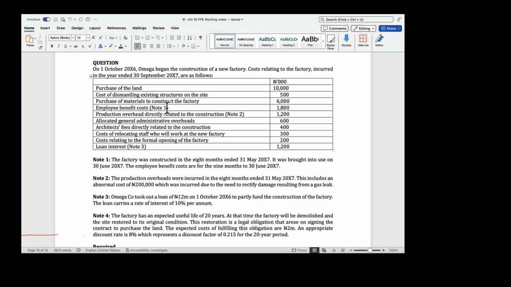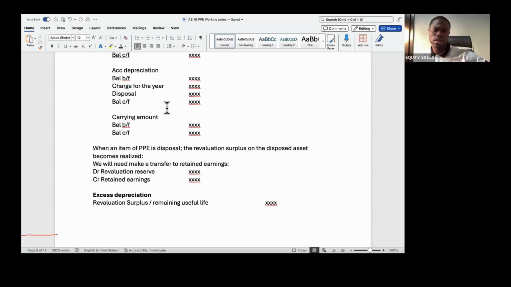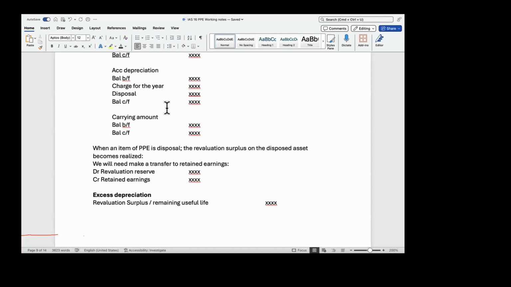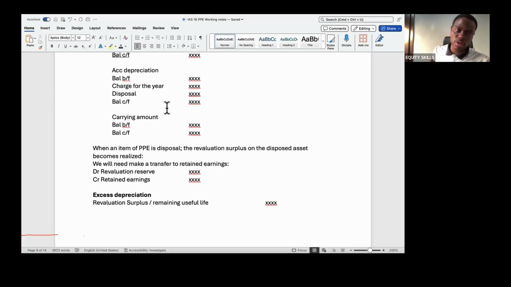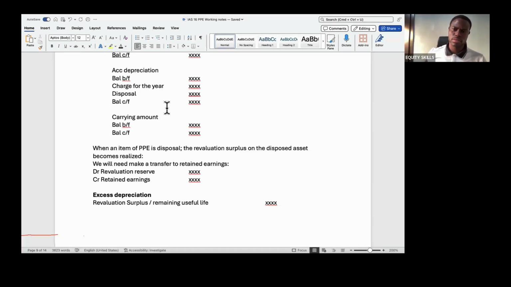Okay, so I have a question concerning this transfer of the surplus from revaluation surplus to retained earnings. We can't hear you now. Let's take it one after the other. Abubakar, ask your question, then after you, we'll take Joy. Yeah, continue, please. Okay, sir. So we are transferring the amount because we sold the assets, which makes it a realized earnings.